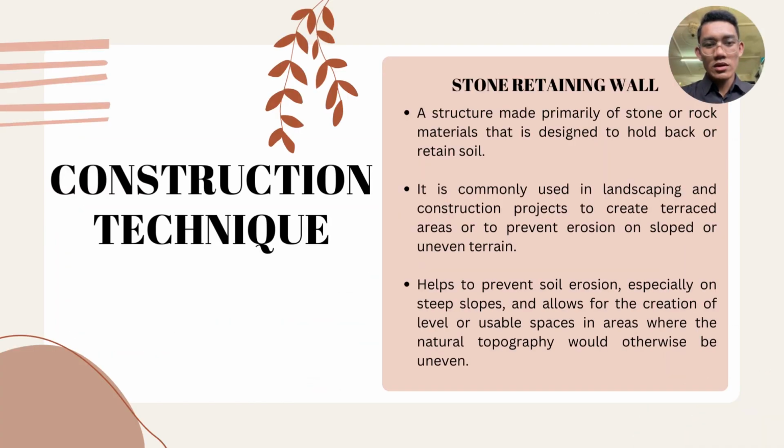A stone retaining wall is a structure made primarily of stone or rock materials that is designed to hold back or retain soil. It is commonly used in landscaping and construction projects to create terrace areas or to prevent erosion on slopes or uneven terrain. It helps to prevent soil erosion, especially on steep slopes, and allows for the creation of level or usable spaces in areas where the natural topography would otherwise be uneven.